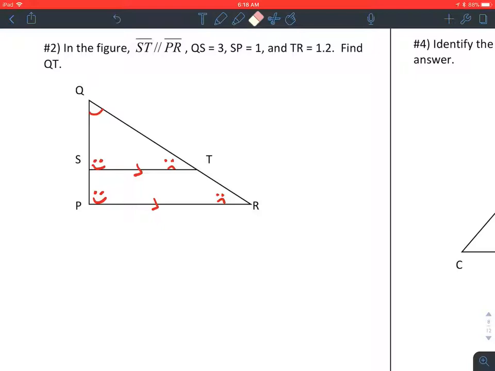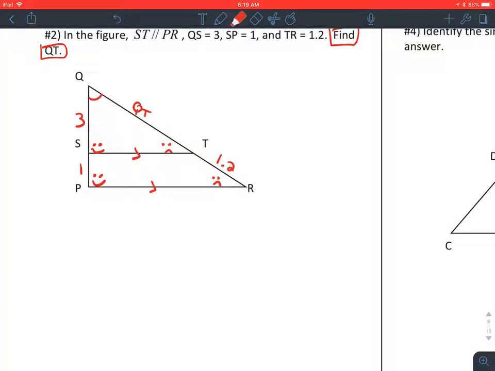So let me add the information to the picture, and then I'm going to redraw these so I can do this much easier. QS is 3. SP is 1. TR is 1.2. We're supposed to find QT. Well, here's a cutie right here. Adorable.